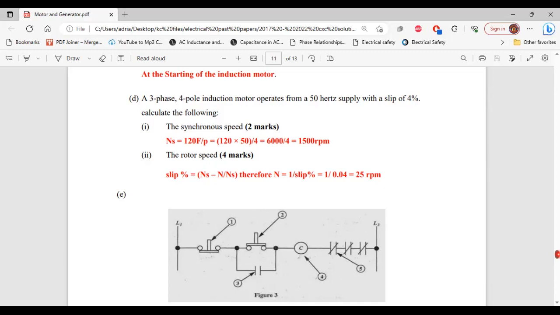Part 2, it says to calculate the rotor speed. So slip percentage is equal to synchronous speed minus rotor speed divided by synchronous speed. So therefore, rotor speed is equal to 1 divided by slip percentage. And that will give us 1 divided by 0.04 equal to 25 RPM. All right, so that's it for part D.